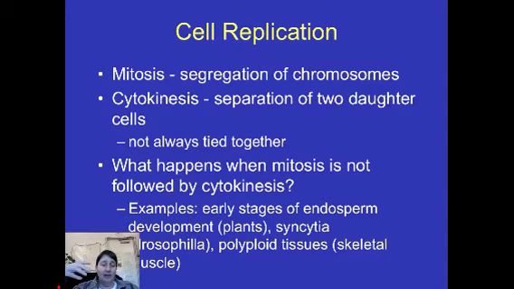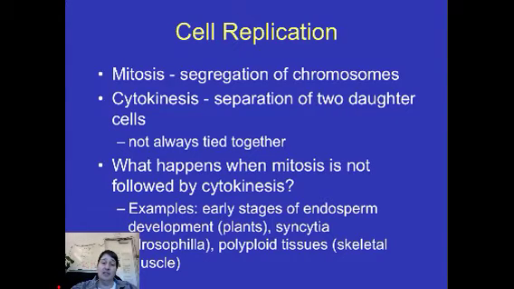In some cases, you actually see that you get replication of DNA, separation of chromosomes, but the two daughter cells don't actually get pulled apart. And there are several examples of that. The early stages of endosperm development in plants, syncytia in Drosophila. Syncytia are cells that have multiple nuclei, so we often see this when cells are virally infected. And there are some polyploid tissues, which we've already talked about. Skeletal muscle cells have multiple nuclei in an individual cell. So this is not uncommon. It's something that actually happens on a relatively frequent basis.